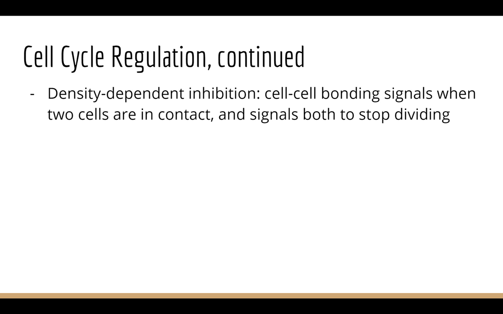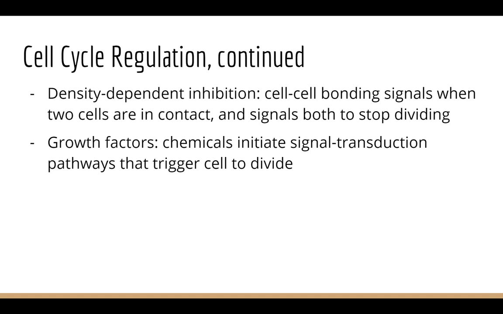But if you get cut or something, all of a sudden that signal on one side of the cell is gone. And so then it activates that cell to begin dividing. Does that make sense? So that's density dependent inhibition. Cells will stop dividing when they reach a certain density.